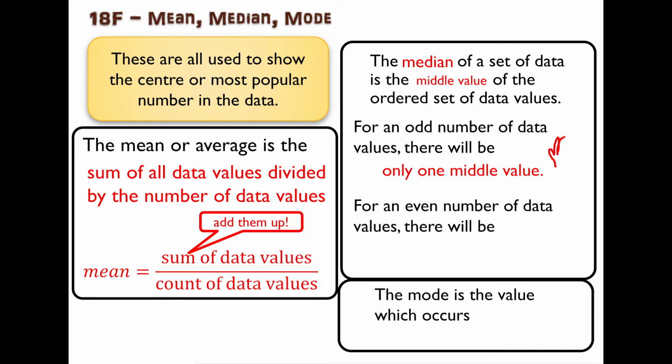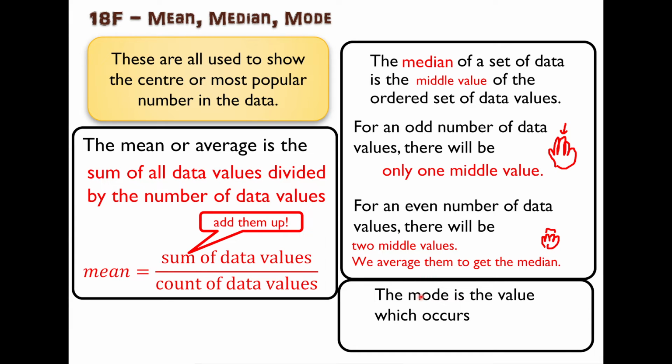1, 2, 3, 4, 5. Very good. You have a middle finger, right? Because you have 5 fingers. There are an odd number of data values, there will be one middle value. If there are an even number of data values, there will be 2 middle values, and we'll average them to get the median. If you only had 4 fingers, then there would be 2 in the middle, and you can average them to get the median. Again, we'll see an example in the next slide.